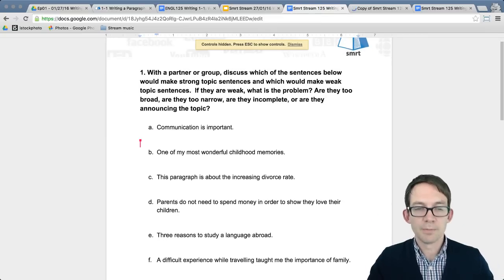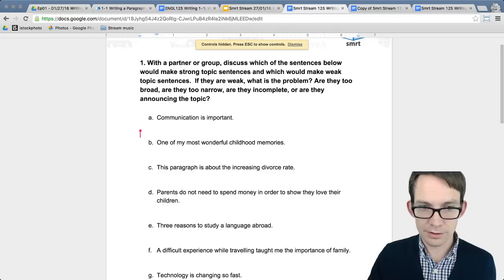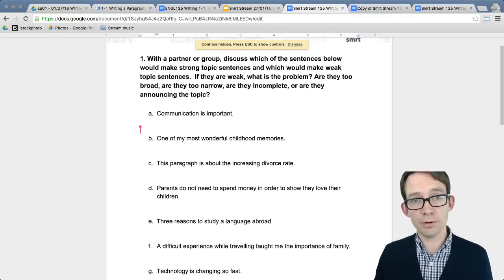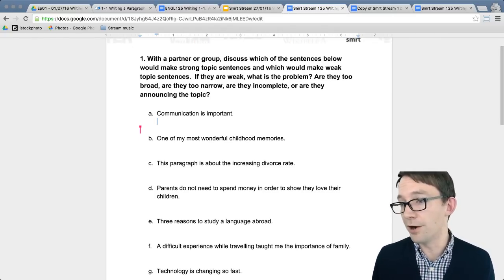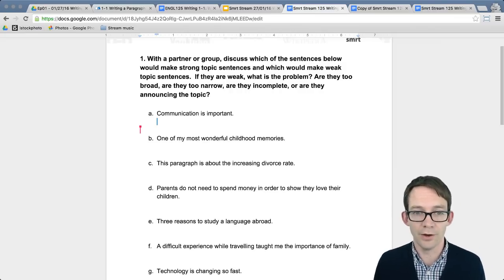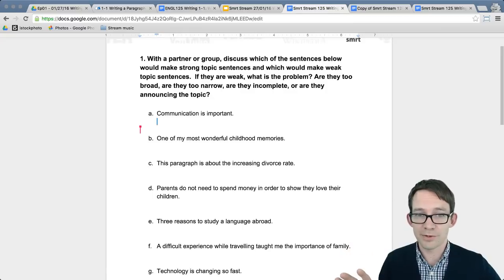Okay. So when you open it up, you'll see probably about 10 sentences, and all of them are topic sentences. Some of them are strong, and some of them are weak, could be better, could be improved upon. All right? So, your job now, and again, I'm going to remove myself from the screen and put on some more of that happy music to help you work.